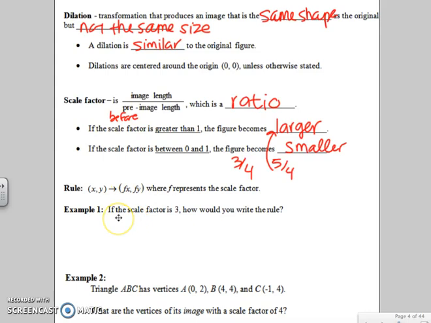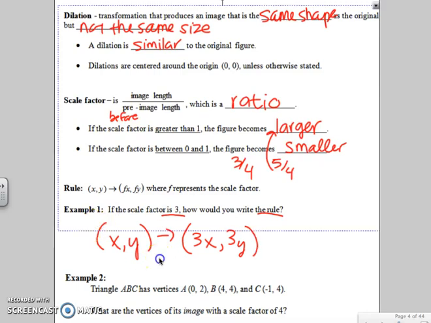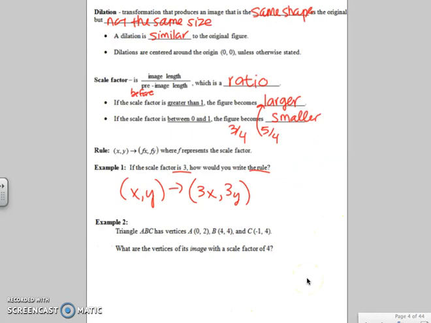So example 1, if the scale factor is a 3, how would you write the rule? So first off, you're going to write x comma y with an arrow. And then your scale factor is the f, so it goes in front. So you'd say 3x comma 3y. So again, that's how you find the rule. The scale factor always goes in front of the x or the y. Okay? All right, example 2.